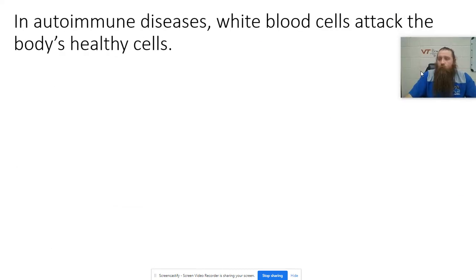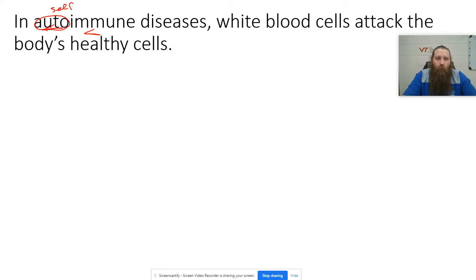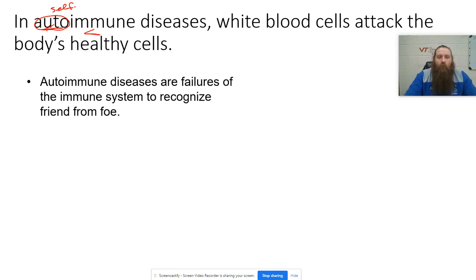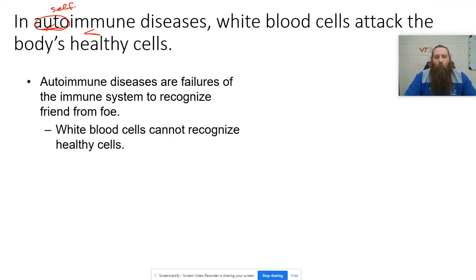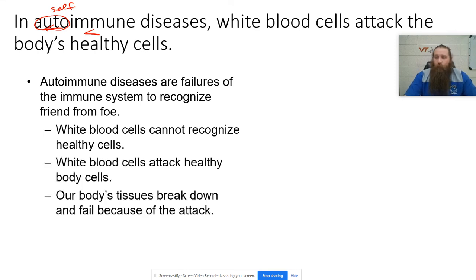If you have an autoimmune disease, then it's autoimmune, self, right? Your immune system is attacking yourself, okay? And in an autoimmune disease, like it says, the white blood cells attack your cells. So this happens when the immune system can't recognize friend from foe. It's like it can't read the antigens. Your white blood cells think your regular somatic body cells are invaders, and they attack them.